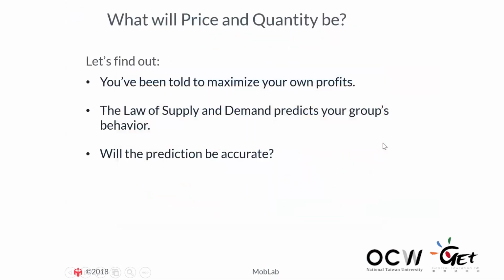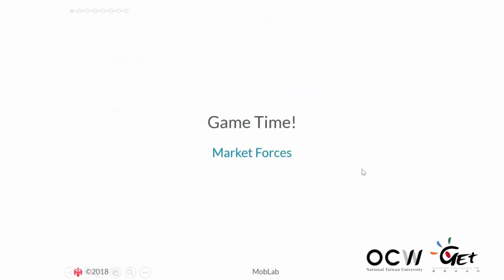So your job is to maximize your own profit. There will be an exchange rate, I think it's 1 to 30 to the actual points in the class. And so you can ask yourself, what's the prediction of supply and demand? And we'll see if that is correct. All right, we will start the experiment.